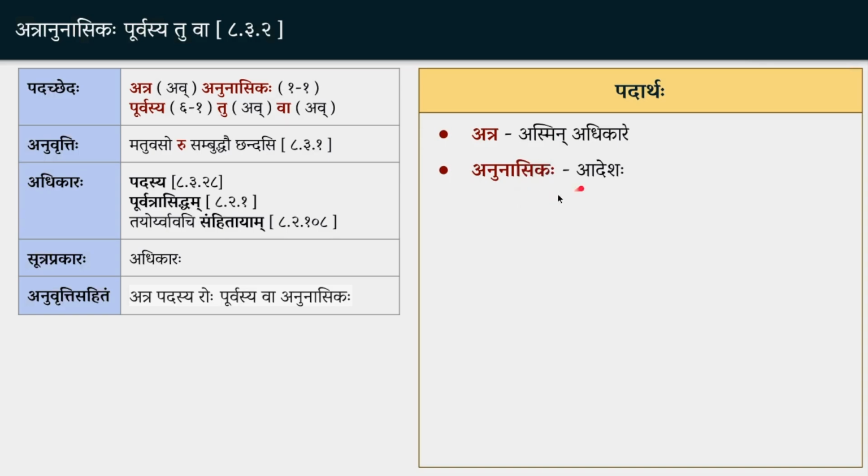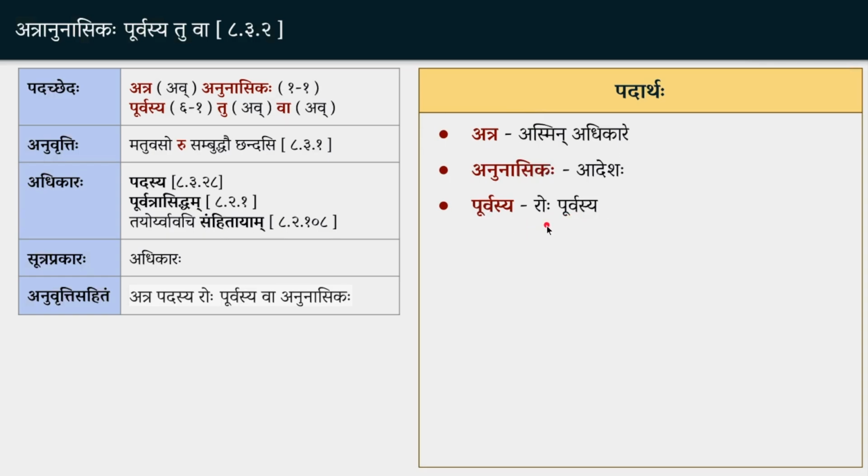So anunasikaha atra anunasikaha bhavati iti uchyate. Atra anunasikaha adeshaha anunasika adeshaha bhavati asmin adhikare. Atra asmin adhikare, in this adhikara anunasika adesha happens. Where it happens? Purvasya. Before it happens, before kasmat purvam roho purvasya.